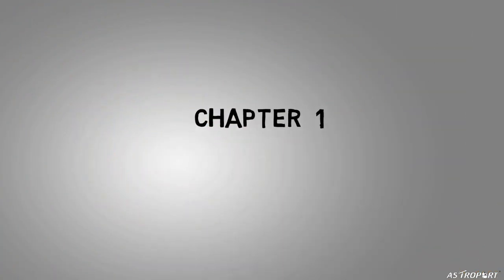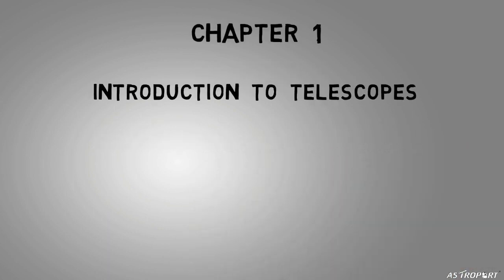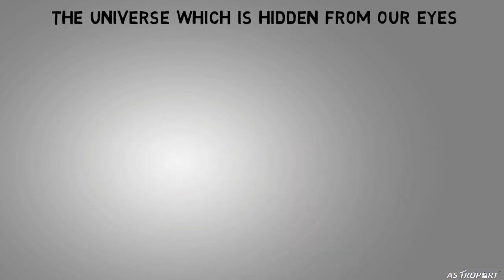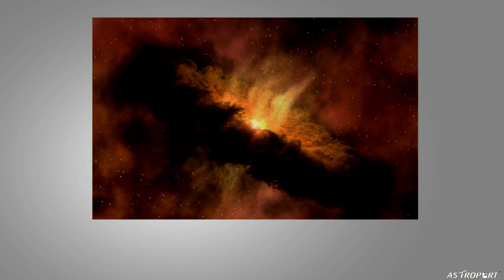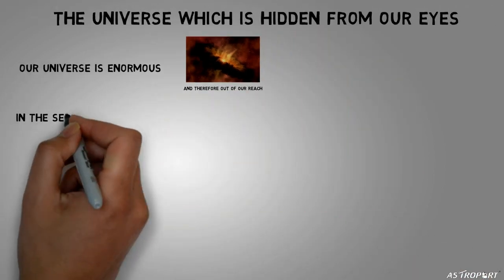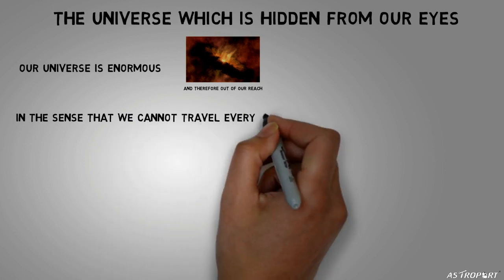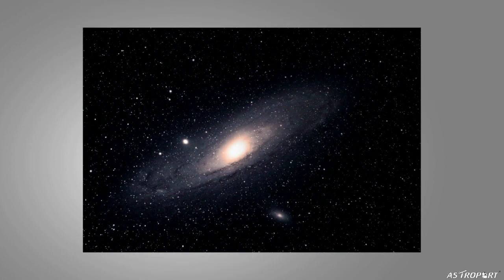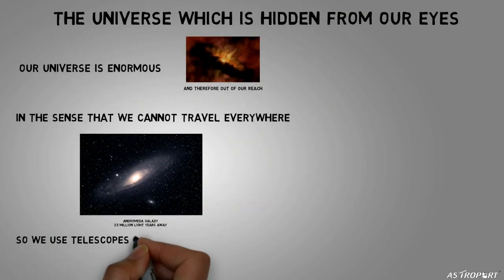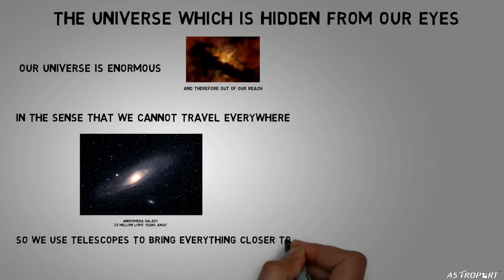Let me introduce you to the first chapter in which we will deal with telescopes. In the first episode, we'll talk about the universe which is hidden from our eyes. Okay, so we all know that our universe is enormous in size. So big in fact that most of it is out of our reach. Out of reach in the sense that we will never be able to travel to those places. So, in order to bring those objects closer to us without having to travel there, we use telescopes.